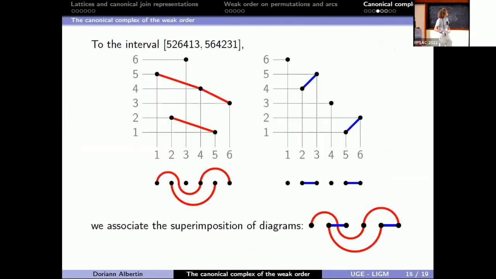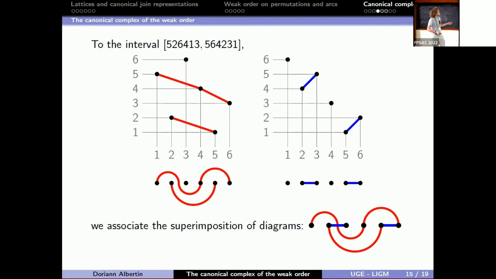Okay. Now, about the weak order, because it's the title of the talk, so I've got to talk about it. Say I take an interval of permutations of size 6. So this one is smaller than this one in the right weak order. And what we're going to do is naturally look at the join representation of the bottom element and the meet representation of the top element. So we're going to take the join diagram of the bottom element and the meet diagram of the top element and just superimpose them. Okay, that's the map. It's going to be bijective if everything works well.